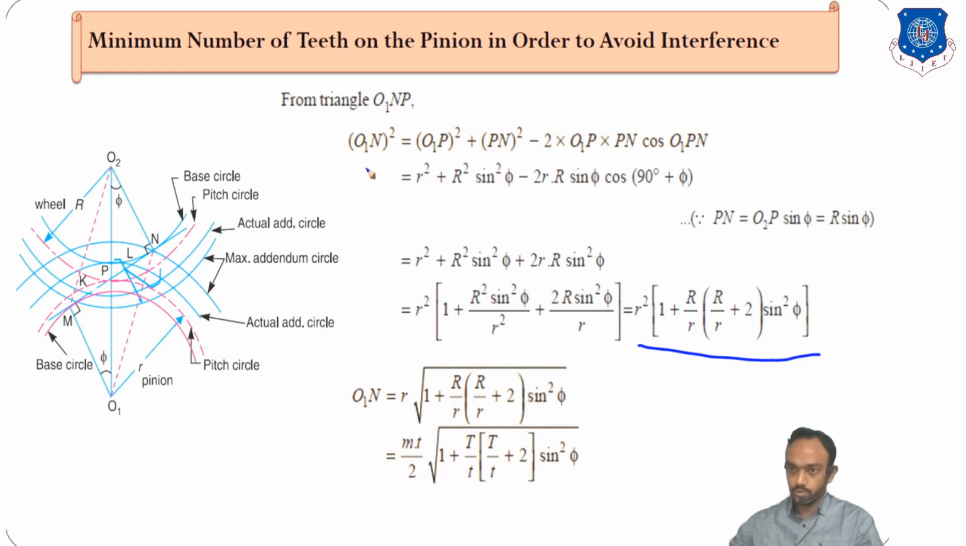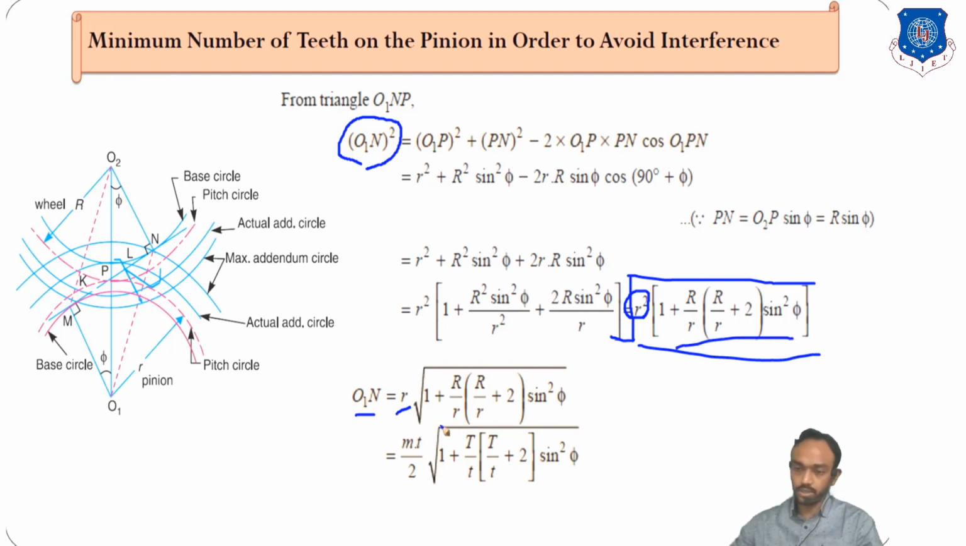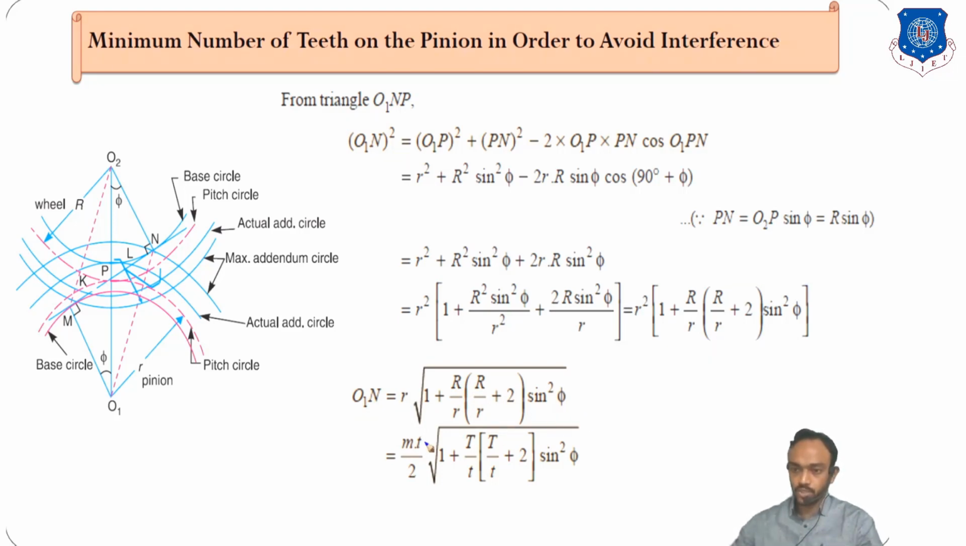From this you know that it is equal to O1n². So what will be O1n? O1n is equal to, this is total in a root. Then what will happen means this r² becomes r, and the whole term will be under root: 1 plus capital R by small r under root, capital R by small r plus 2, into sin² φ. So finally our equation is this.